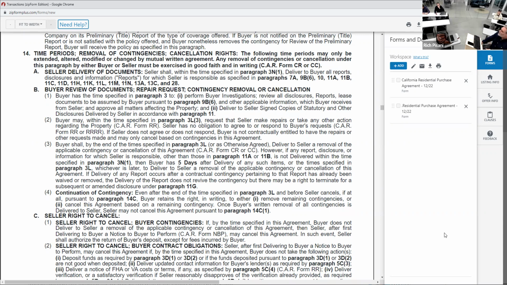We look at houses mostly during the day. It could be a different environment at night. And those are all factors. It's not just whether the plumbing works. So, yeah. Seller's right to cancel.